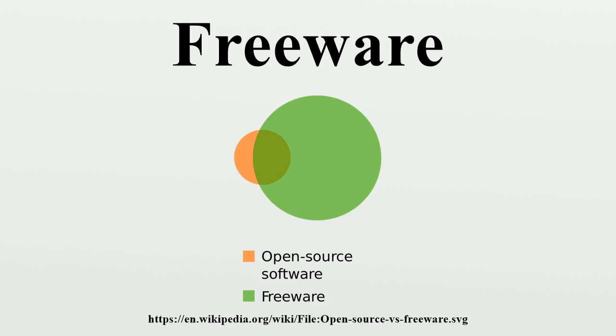Freeware, although itself free of charge, may be intended to benefit its owner, e.g., by encouraging sales of a more capable version. The source code of freeware is typically not available, unlike free software and open-source software, which are often distributed free of charge. History.